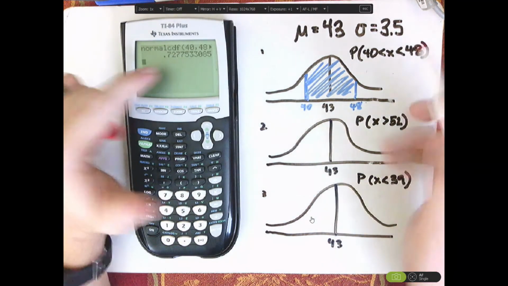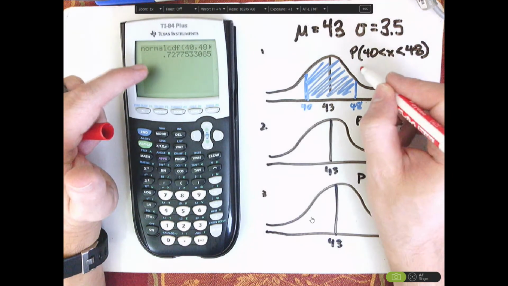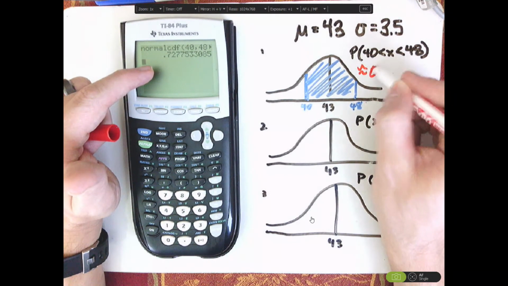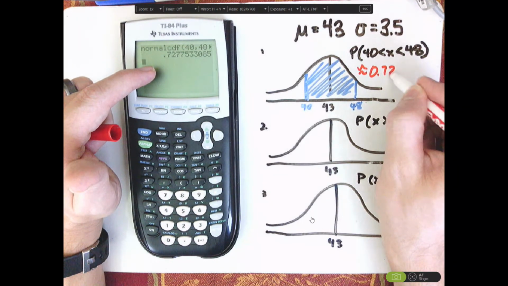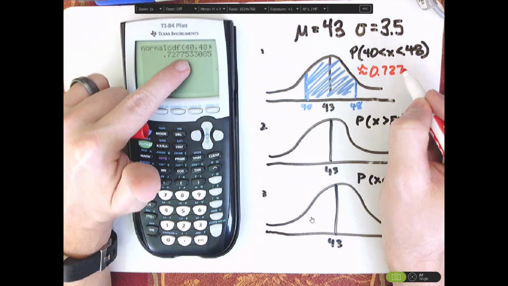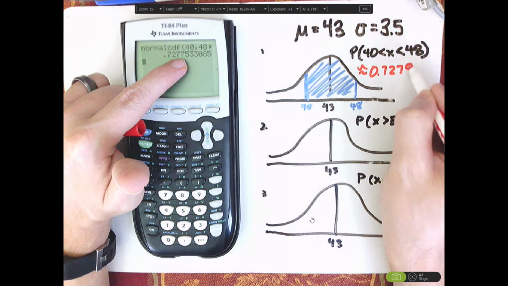I'm going to round to 4 decimal places because we can. So that's approximately 0.727, and that's a 5, so we're going to round up to 8.